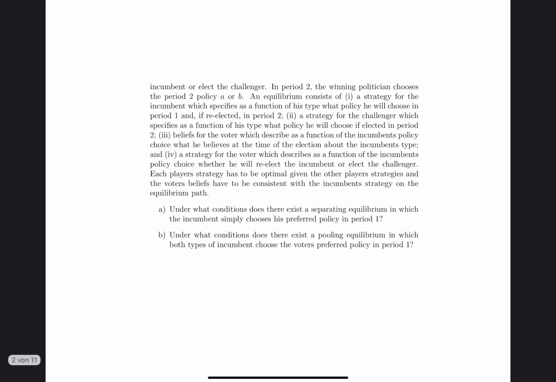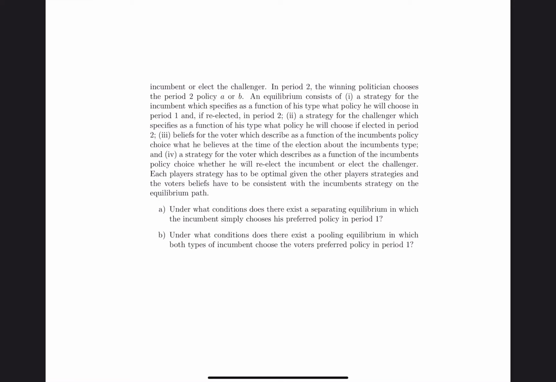So we have two questions here, which are related to the two common types of perfect Bayesian equilibrium. So first of all, in sub-exercise A, we're asked, under what conditions does there exist a separating equilibrium in which the incumbent simply chooses his preferred policy in period 1? So separating equilibrium refers to equilibrium where a player is making an action, and by this action you can perfectly infer his type from this action. So that's why it's called separating, because given his actions, you know his type with certainty.